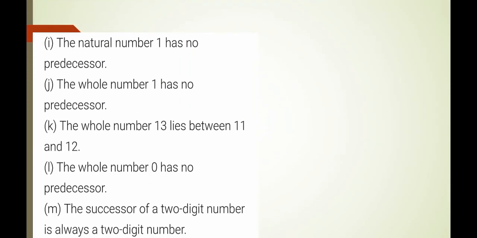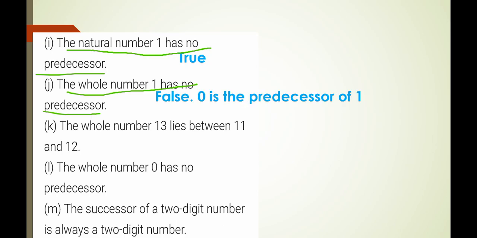Next. Natural number 1 has no predecessor. That is true. Before 1, 0 is there, but 0 is not a natural number. It is a whole number. So, it is true. Whole number 1 has no predecessor. That is false. Why? 0 is a predecessor of 1, right? So, that statement is false.